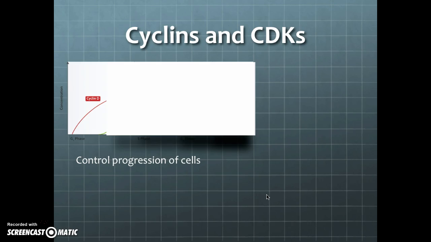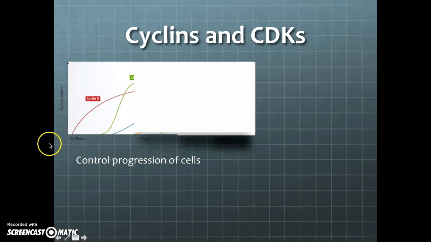Cyclins and CDKs. Cyclins and CDKs are crucial to the cell cycle because, through phosphorylation, CDKs signal the cell that it is ready to pass into the next stage of the cell cycle. And as their name suggests, cyclin-dependent kinases are dependent on cyclins, which are another class of regulatory proteins. Cyclins bind to CDKs, which activate the CDKs to phosphorylate other molecules.